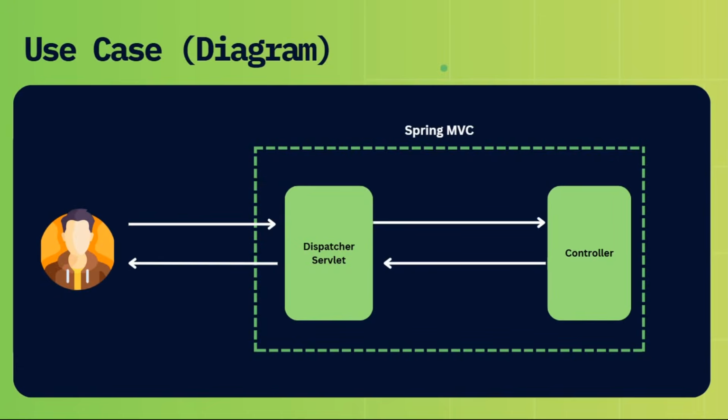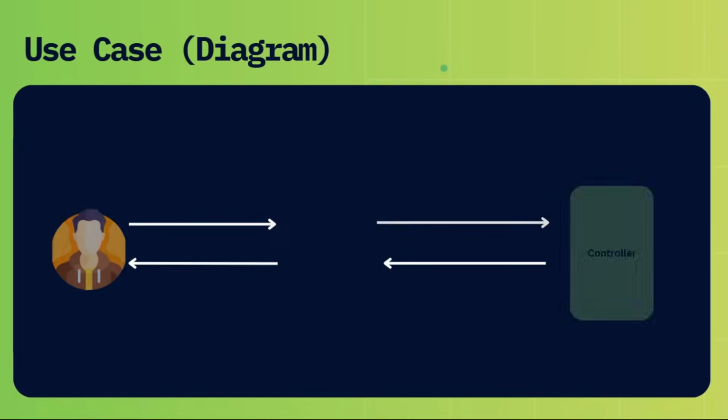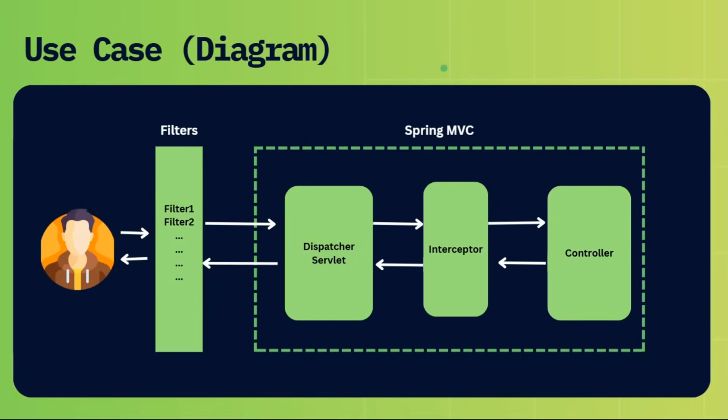Now, what happens when we add filters and interceptors to our application? Let's walk through the updated request flow. This time when the client sends a request, it first goes through the filter. Don't worry, we'll explain the full purpose of filters and interceptors in detail later, but for now let's just focus on the order of execution. So the filter processes the request first and then passes it to the dispatcher servlet. Next, the dispatcher servlet forwards the request to the configured interceptor. After the interceptor does its pre-processing, the request finally reaches the controller. From there, the flow continues just like before.